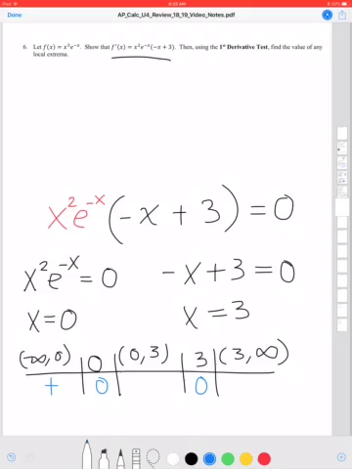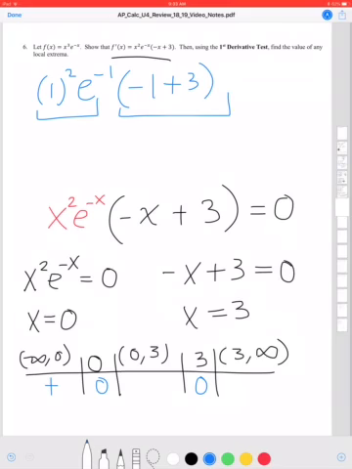Okay, let's pick a number between 0 and 3. How about positive 1? 1 squared times e to the negative 1 times negative 1 plus 3. Alright, let's see. 1 squared times e to the negative 1. That's still positive because e to the negative 1 is just 1 divided by e to the 1. Negative 1 plus 3. So these are both positive, so I've got a positive value.